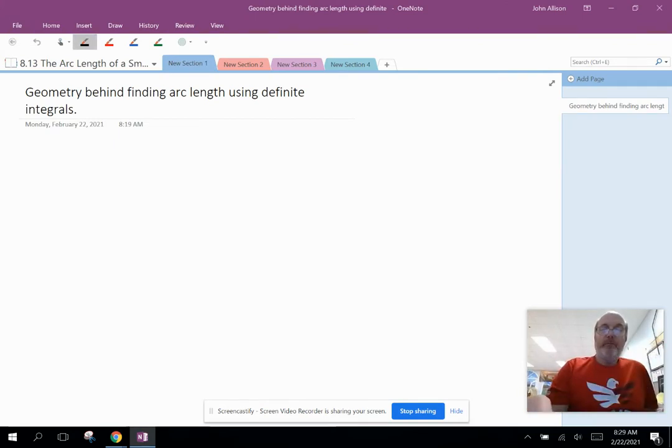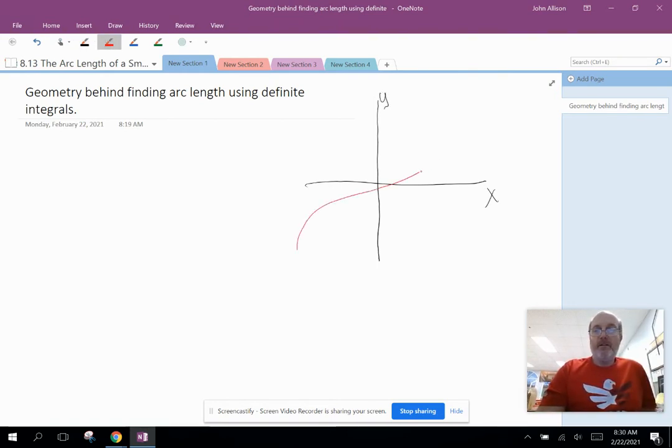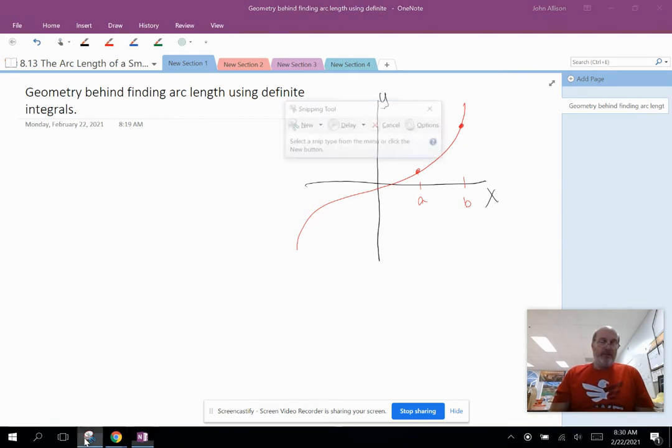We're going to start looking at a function, just an arbitrary function, graphed in the plane. And we want to find the arc length. If a particle was traveling along this path, we would want to find the arc length from A to B along that path. Let's look at this. We can blow it up some.